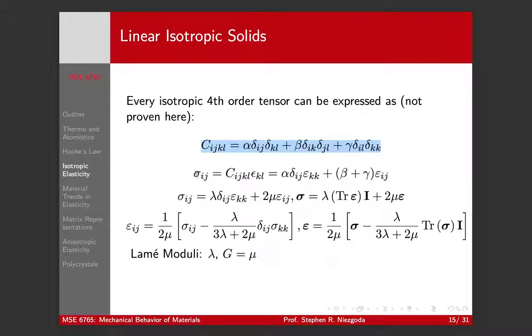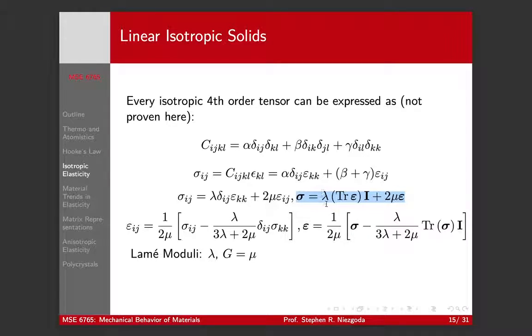Now for elasticity, we plug in stress equals stiffness times strain, and we substitute this in for stress. We get here, and this beta and gamma term get combined. We can rewrite it in a slightly different form. And so we have stress is lambda I times the trace of epsilon, plus 2 mu epsilon ij. And so this is our elasticity relationship for isotropic elasticity.